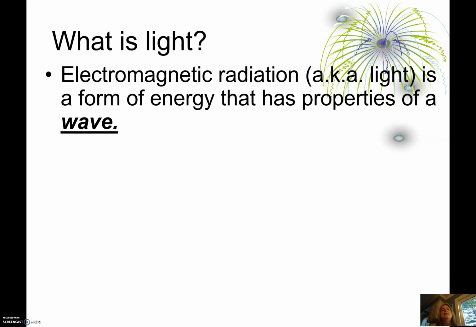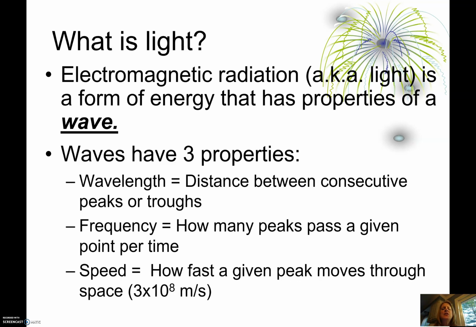Light is an electromagnetic radiation. It's actually the oscillation of electric and magnetic fields. It has wave properties, but it is just a form of energy. Now, you need to know what these wave properties are. One is wavelength. Wavelength is a distance. It's the distance between two light peaks or two troughs or any two identical points, but it's just a distance.